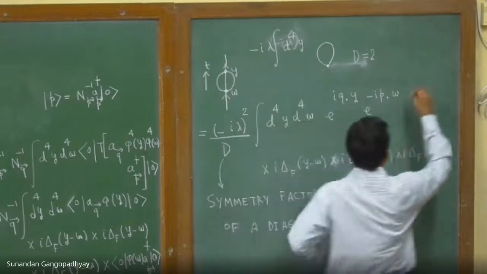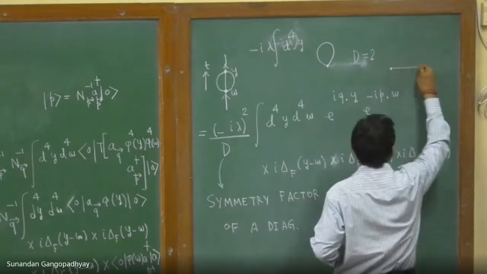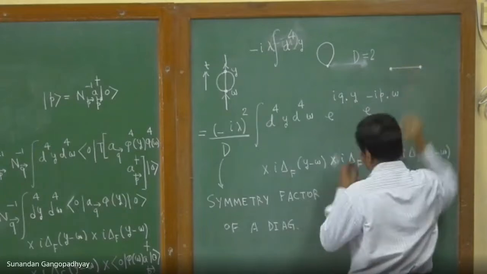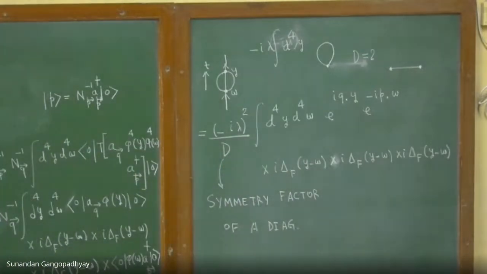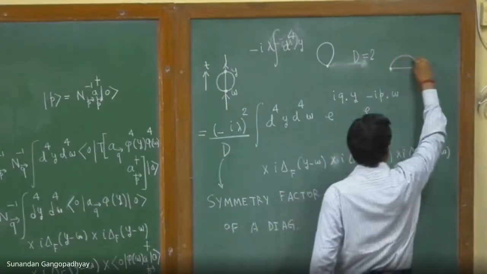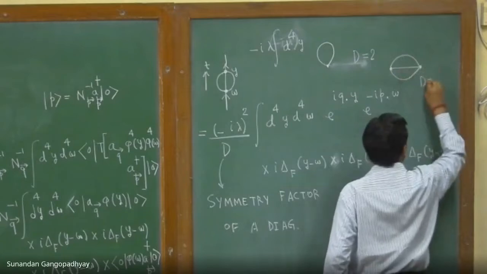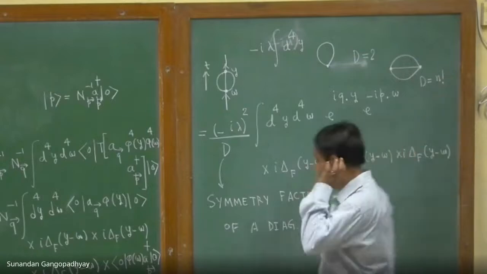The other rule, which is very convenient to use, is that if you have a pair of propagators like this, internal line, and if you have every pair of vertices directly joined by, say, n propagators, will give you a factor of n factorial.